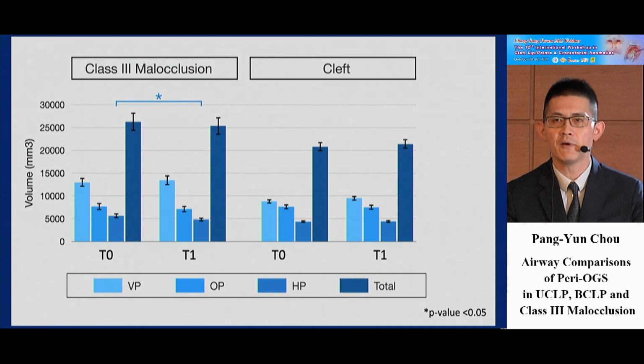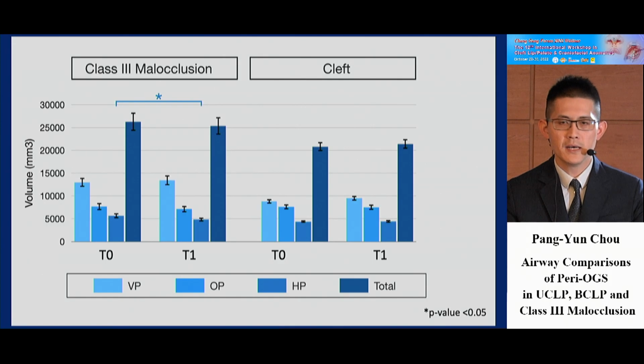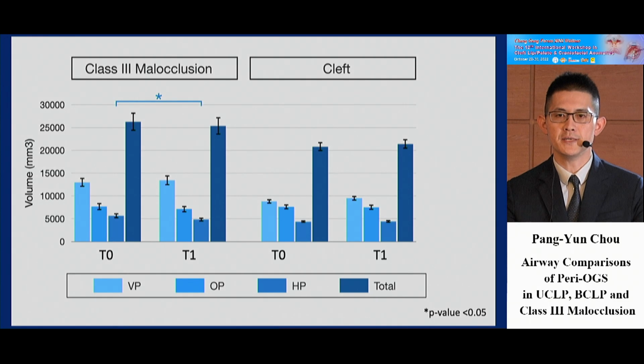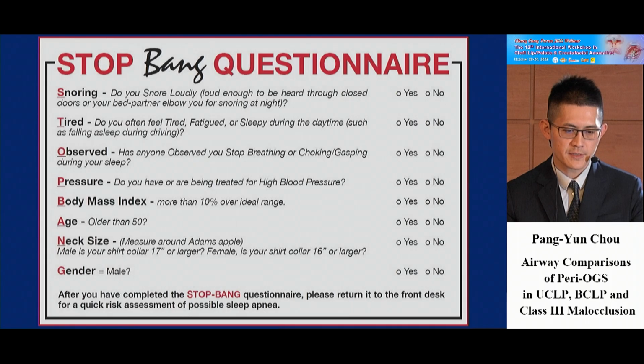So this is a hypopharyngeal airway, the volume is reduced after the OGS in class 3 patients. But in cleft patients, peri-OGS, there is no airway differences.